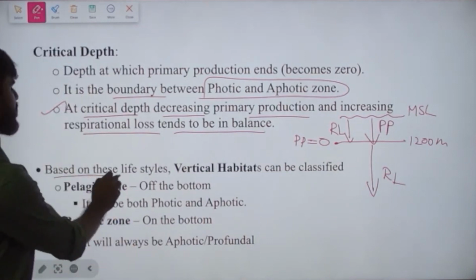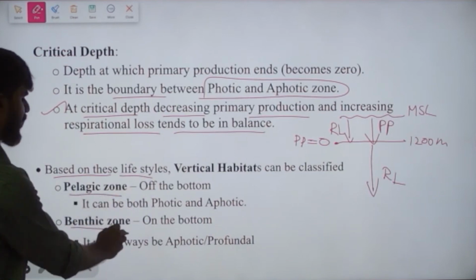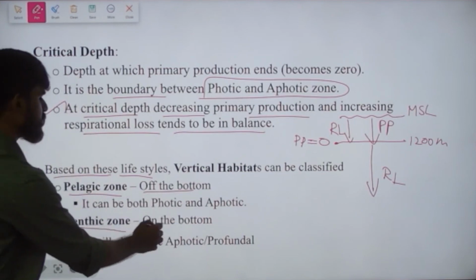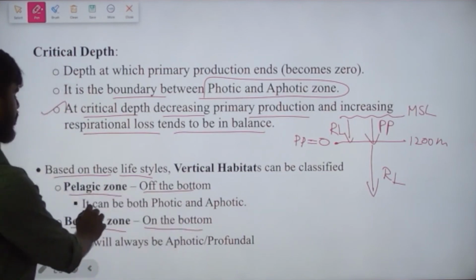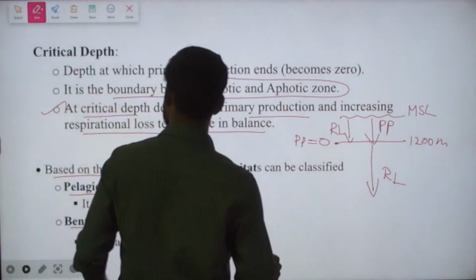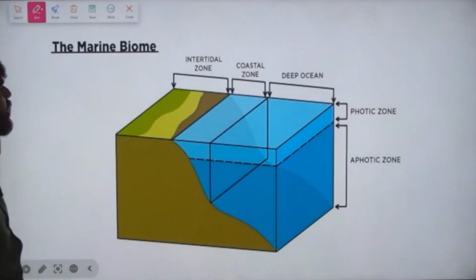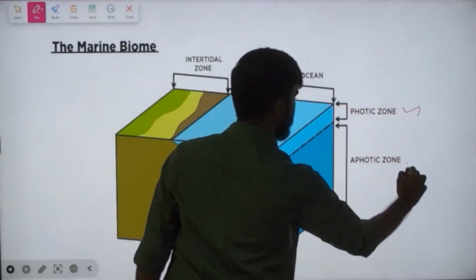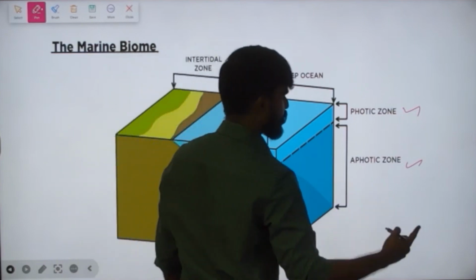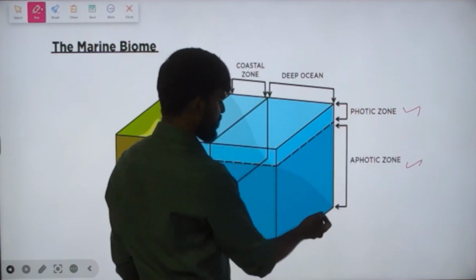Okay. Next, based on these lifestyles, vertical habitats are classified into two more, that is pelagic and benthic. Pelagic means off the bottom, which is above the bottom, and benthic means on the bottom. Okay, it can be both photic and aphotic. Pelagic can be photic and aphotic. When you see the picture, pelagic can be found here or here. The only condition for pelagic organisms, or the pelagic zone, is that they are not on the bottom. Okay, which means they are off the bottom, above the bottom.